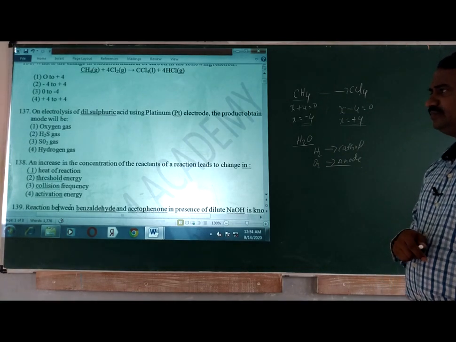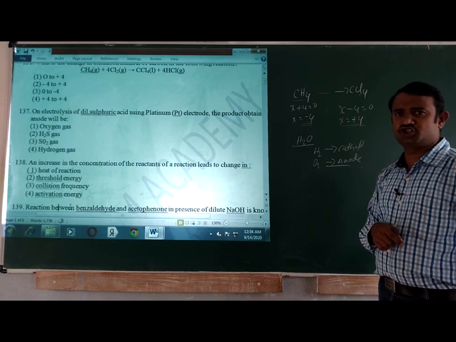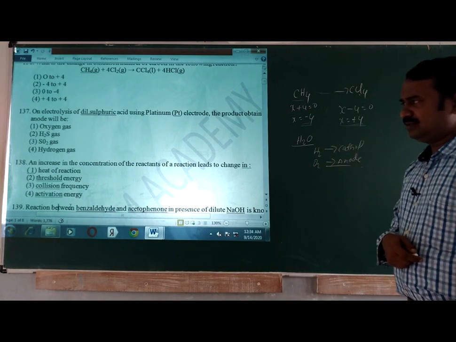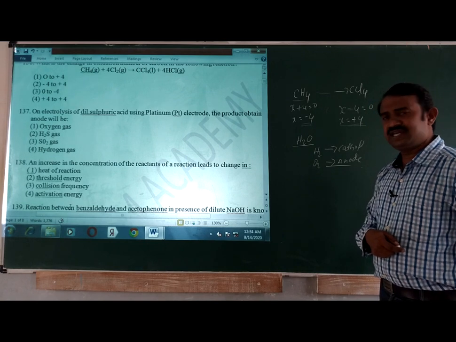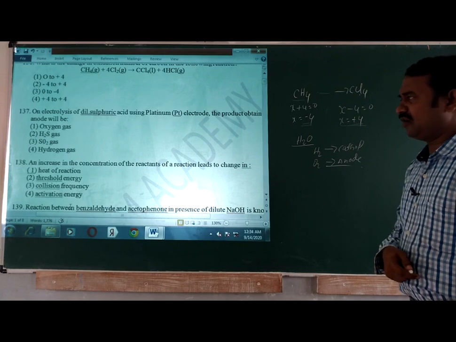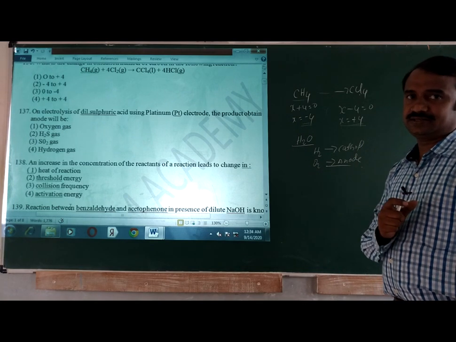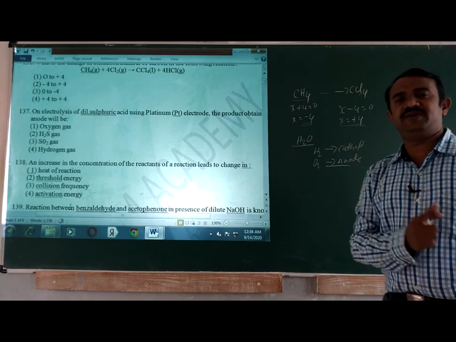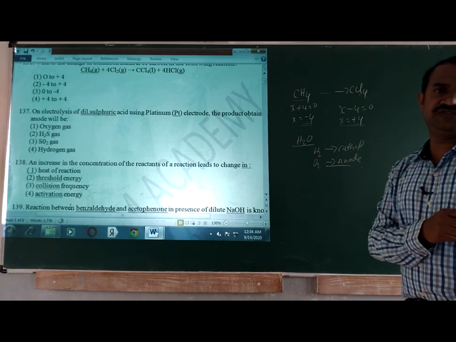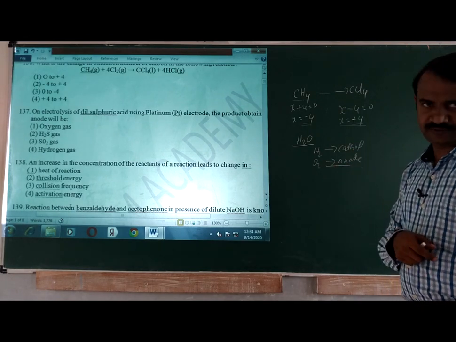Next one, an increase in the concentration of the reactant of a reaction leads to change in. Options are heat of reaction, threshold energy, collision frequency, activation energy. Listen here, with an increase in the concentration of the reactant, the rate of reaction increases. The important factor is collision frequency. If the concentration of the reactant increases, the collision frequency increases. The answer is collision frequency.